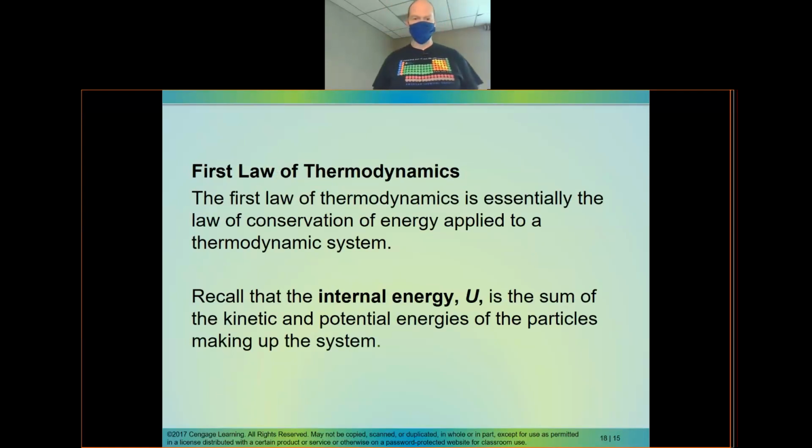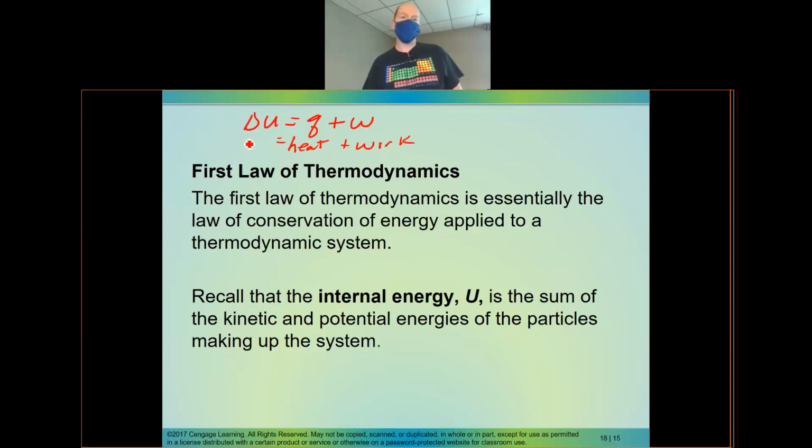All right, and so the first law of thermodynamics is delta U is equal to Q plus W. Q is your heat and W is your work, and that is equal to delta U, your internal energy. That is the sum of kinetic and potential energies of the particles making up the system. So we're going to talk about heat and work in the first law of thermodynamics.